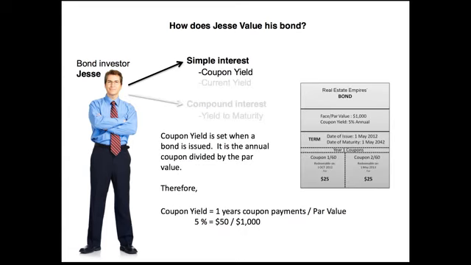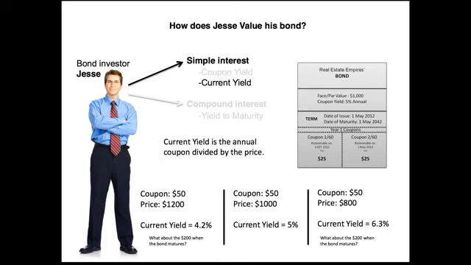When we talk about the coupon yield, and this is under simple interest, the coupon yield is nothing more than taking 1 year's worth of those coupon payments, which is $50, and dividing that by the par value. You're always going to divide all the coupons for 1 year by the par value, and that's going to give you your coupon yield, which is 5%. And that's all there is to coupon yield.